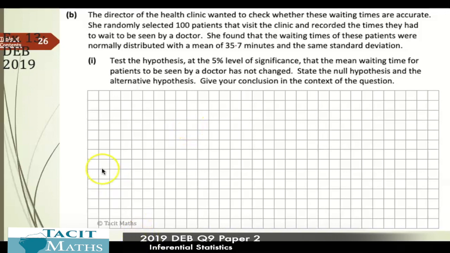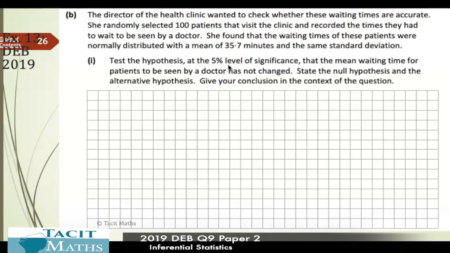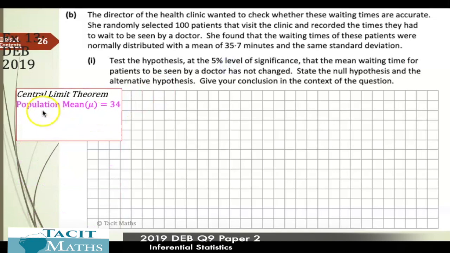When you're doing these, I would always suggest at the very start, list out exactly all the important pieces of information, and let's use this to explain what's happening here. The clinic are saying, their claim is that the mean waiting time is 34 minutes. We always have to be given the standard deviation as well. That's what the clinic are saying, whereas this nurse has done a study with 100 patients and she found the mean to be 35.7 minutes. These are the 4 important pieces of information that we're going to use now.